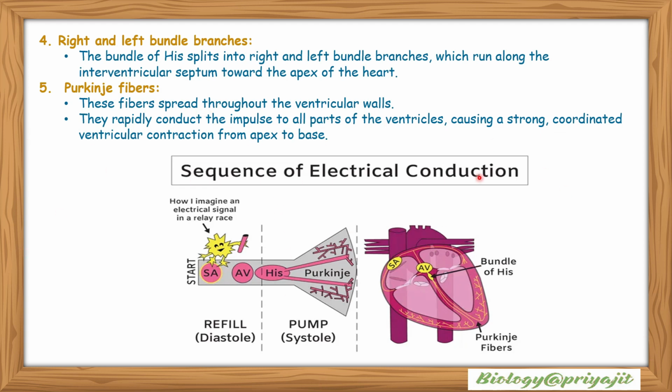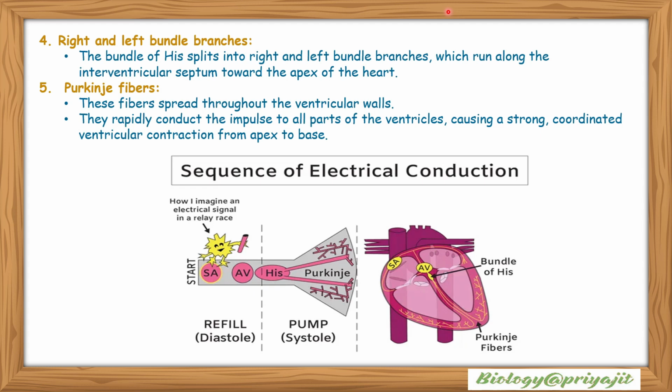base. This image explains the sequence of electrical conduction in the heart in a very simple way, almost like a relay race. The signal starts at the SA node, or sinoatrial node, which is the natural pacemaker of the heart. It then passes to the AV node, or atrioventricular node. From there, it travels down the bundle of His. Finally, it spreads through the Purkinje fibers, making the ventricles contract.